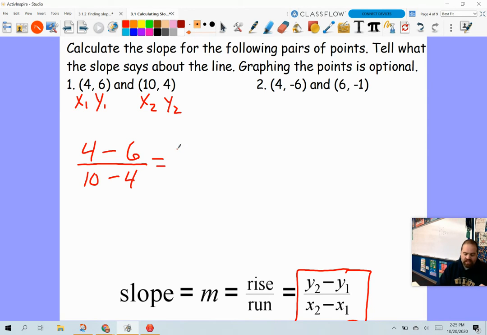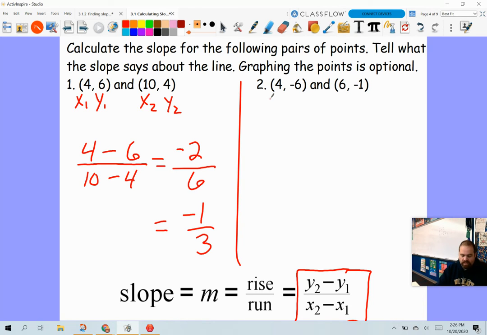4 minus 6 is negative 2. And then on bottom, I'm going to take 10 minus 4. That's 6. Now, I am asking you to reduce these. If you're not sure how to do that, talk to me. But if you're using a calculator, your calculator can reduce these fractions for you. All you really need to recognize is that both of these numbers are divisible by 2, and divide them by 2. 2 divided by 2 is 1. 6 divided by 2 is 3. You're done.